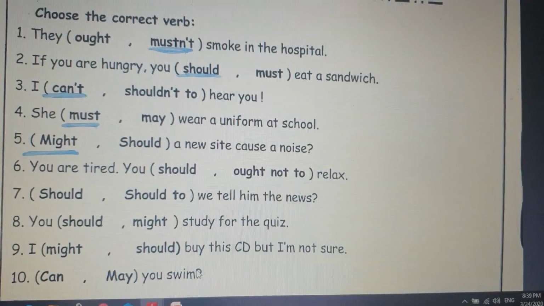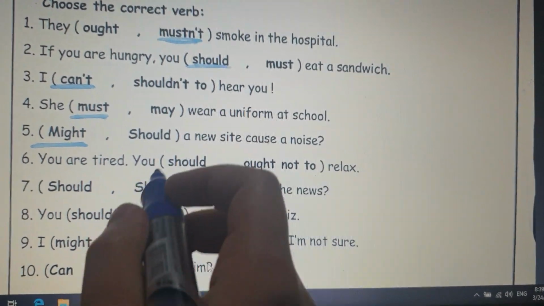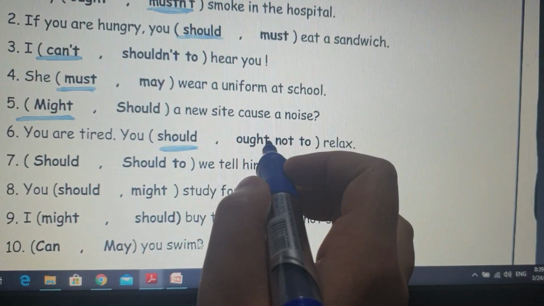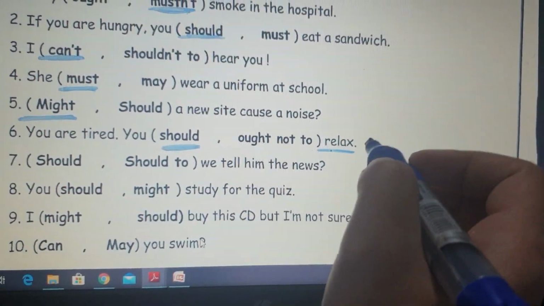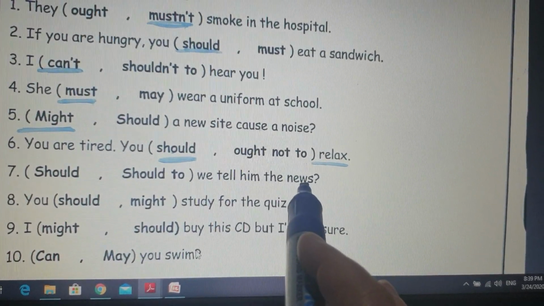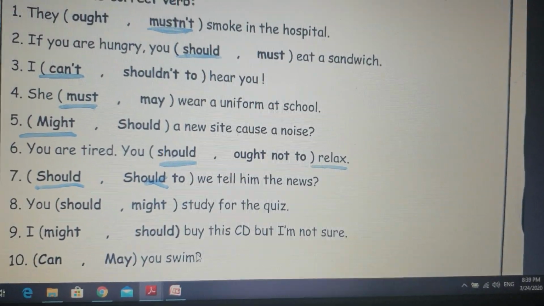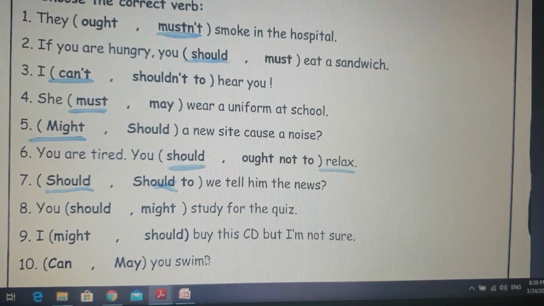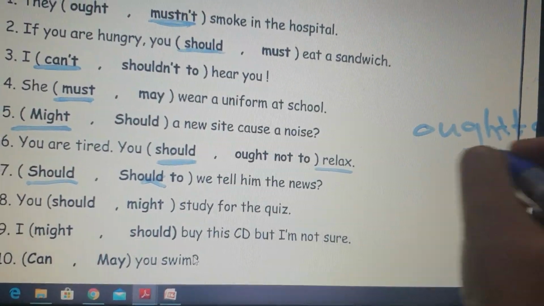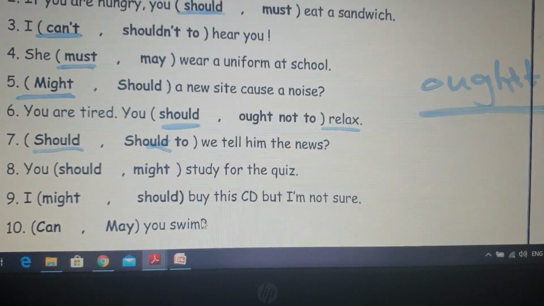You are tired, you should or ought not relax. If you are tired, you should relax. They are both for advice, but this is affirmative and this is interrogative. If you are tired, you should relax, okay? Should or should to? Tell him the news. There is nothing should to. It is should only. The only modal verb which has to is ought to. Only. The only one.